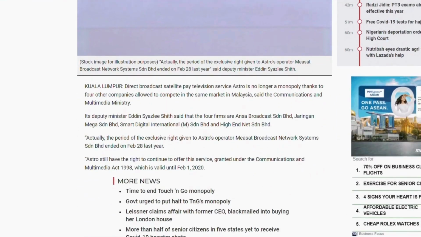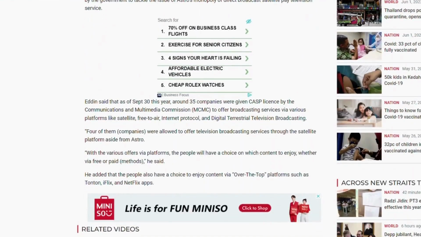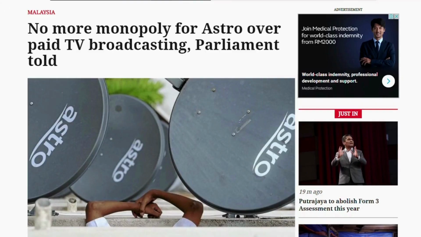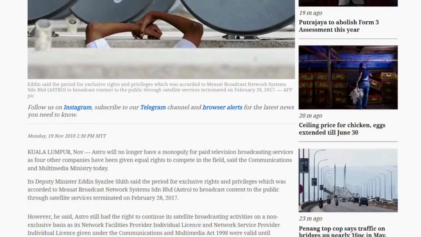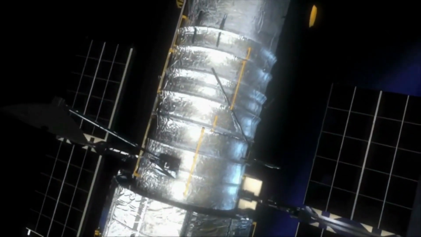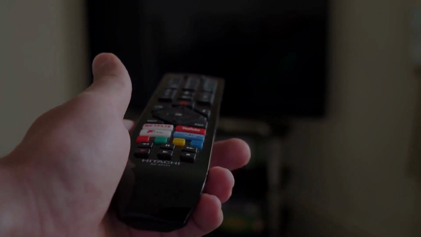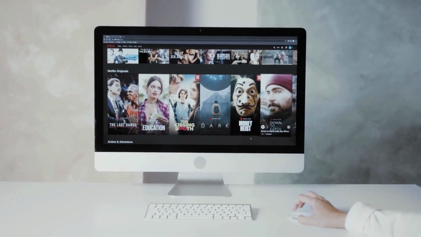However, Astro is no longer a monopoly thanks to the 4 companies that are allowed to compete in the same market in Malaysia. This is because the period for exclusive rights and privileges, which was accorded to Astro to broadcast content to the public through satellite services, was terminated on 28 February 2017. Hence, with the availability of other various platforms, the public have a choice of content either through free non-subscription broadcasting or through subscription broadcast.